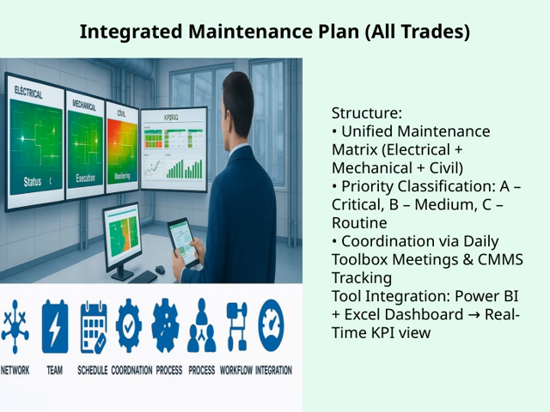We've also implemented a priority classification system to prioritize tasks. A for critical issues that need immediate attention, B for medium priority tasks, and C for routine maintenance. This classification helps us allocate resources efficiently and focus on what matters most at any given time.